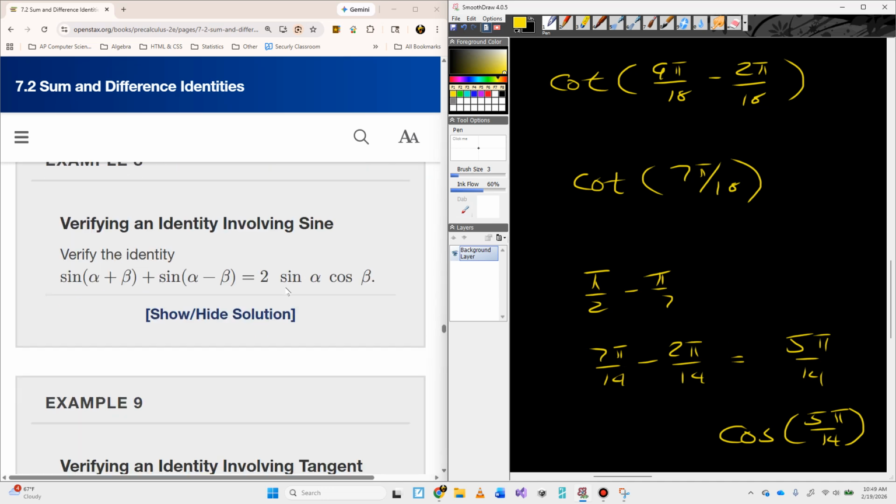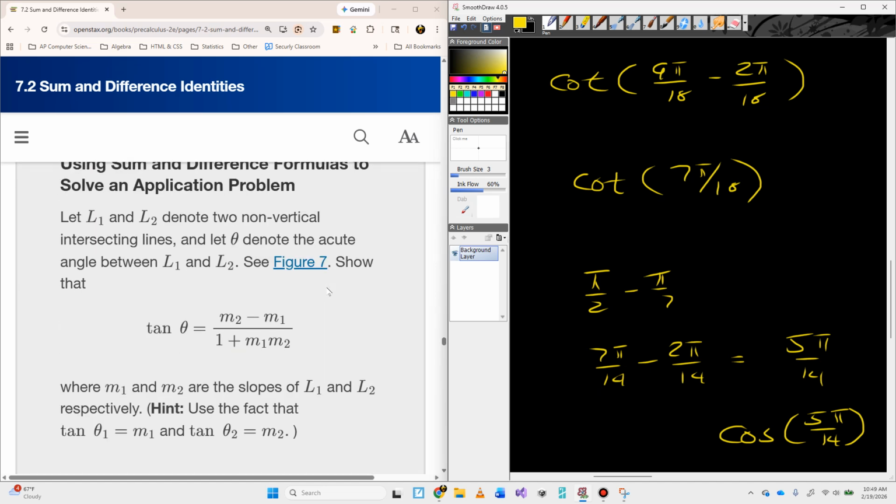Now, an interesting thing is that we might be asked to verify identities involving sine. Again, practice this by practicing what we learned in chapter 7.1 to verify that this, in fact, is equal to that. And once you find an identity, you might be able to use those identities later in math. You could probably write them down, and if a certain problem comes up, that identity might actually be useful.